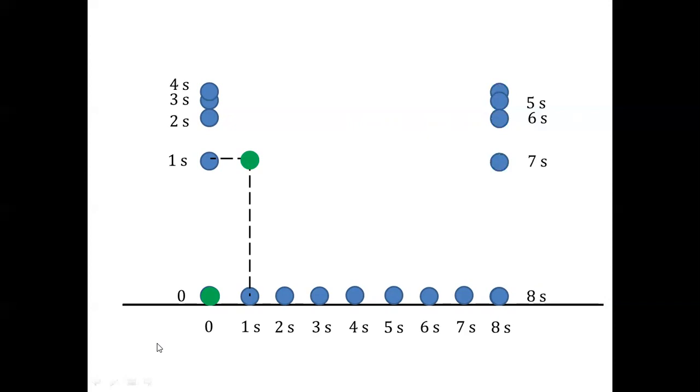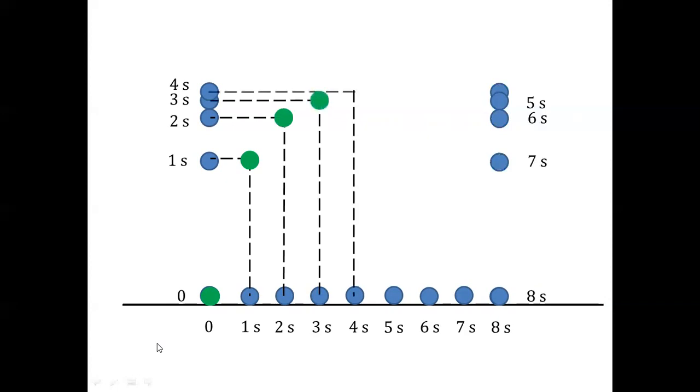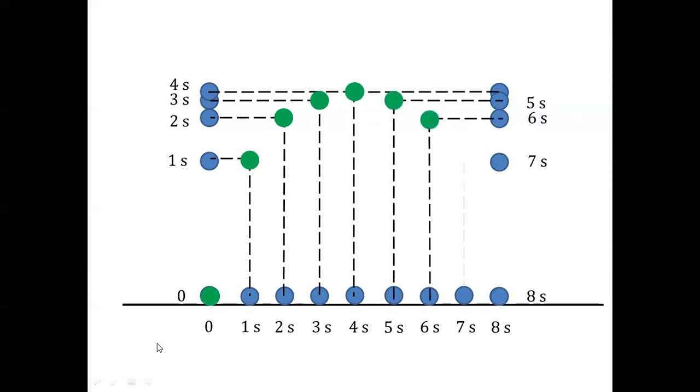Following the same pattern for 2 seconds, we have this one. 3 seconds, 4, 5 seconds, 6, 7, and then finally 8. We then trace the path of this green object over here. And notice the path to be a curved path or a parabolic path.